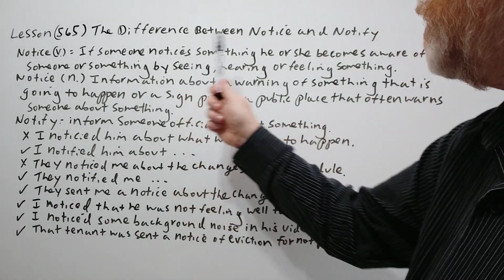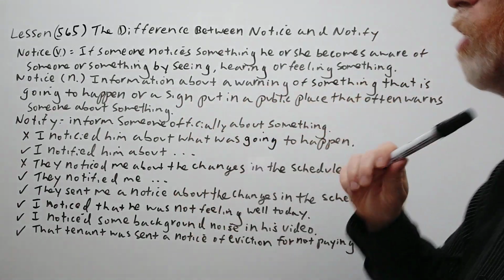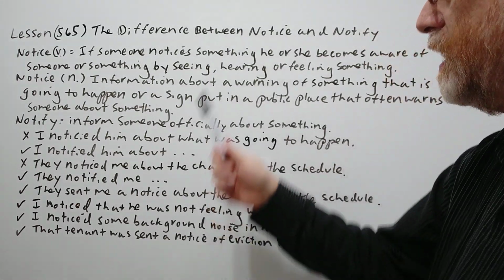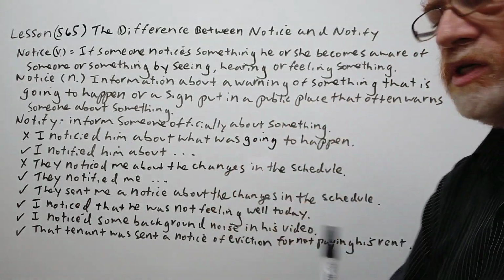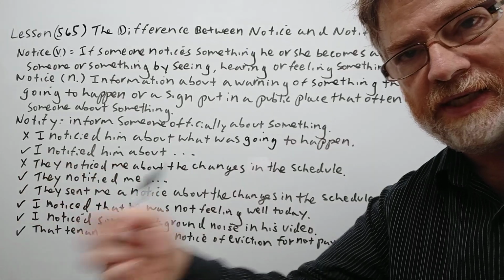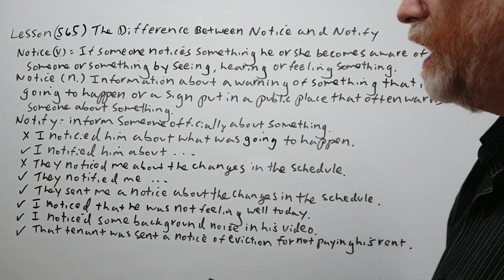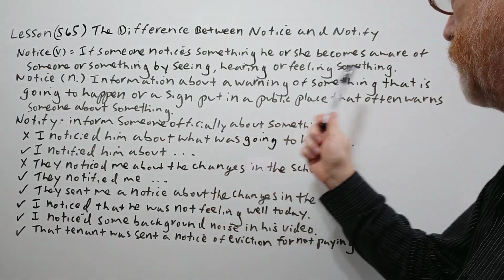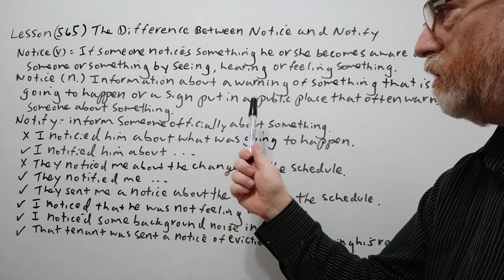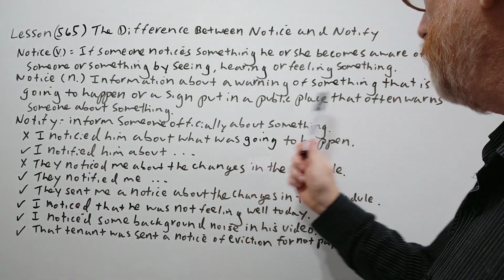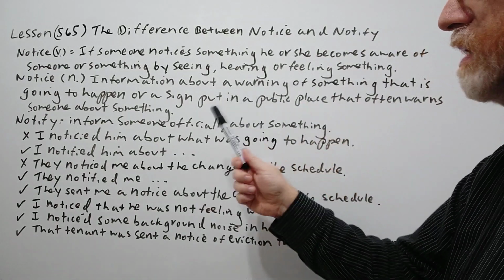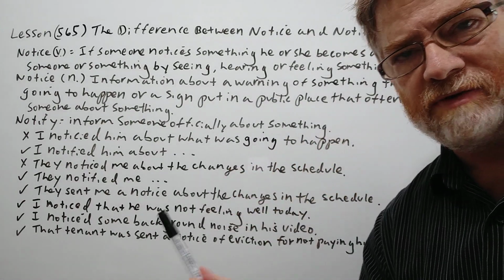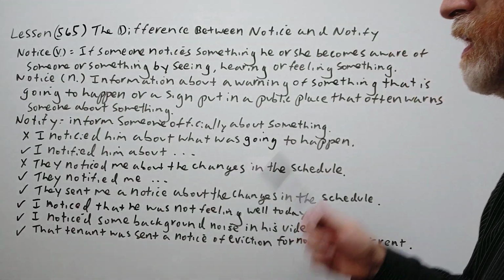Here's notice. If someone notices something, he or she becomes aware of someone or something by seeing, hearing, or feeling something. So they became aware of it, they noticed it, they identified it. Notice as a noun is information or a warning of something that is going to happen, or a sign put in a public place that often warns someone about something, or at least gives them information about something.